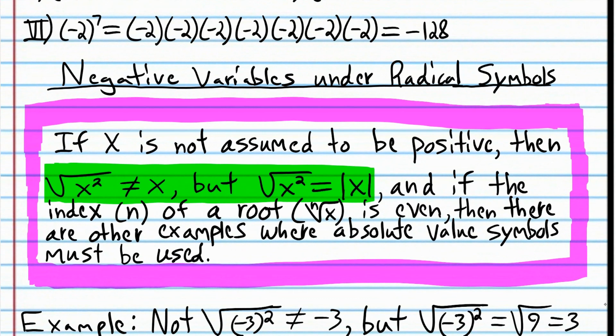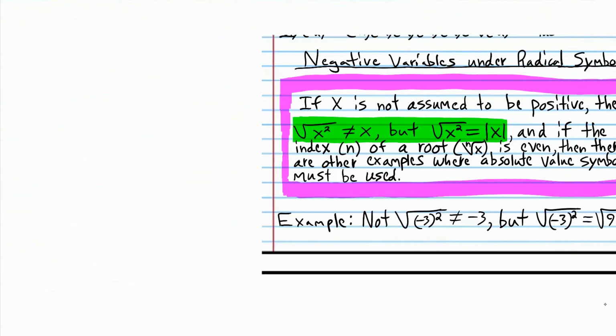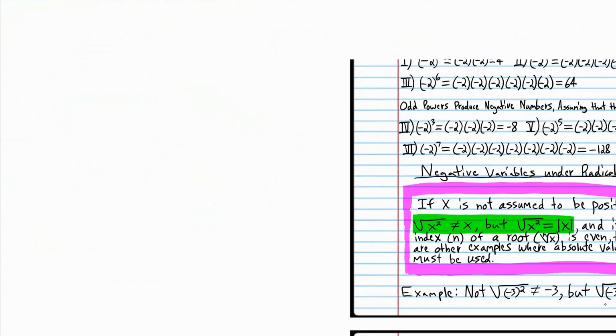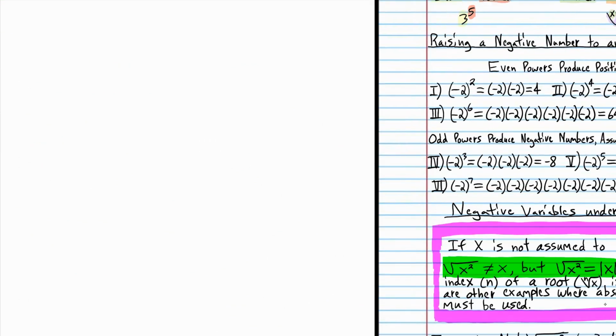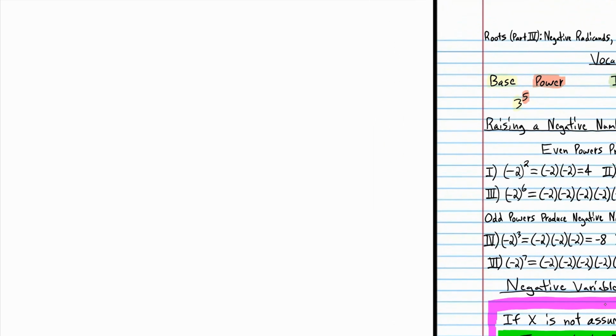So let's go on to negative variables under radical symbols. That's why we went over all this previous stuff, to prepare you for that. So what we're about to go over is something that can be really confusing to students, and for that reason a lot of teachers just skip it completely. And I'm not going to go over this a lot, but I do want you to understand the basic principle.